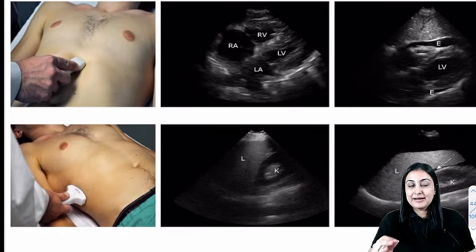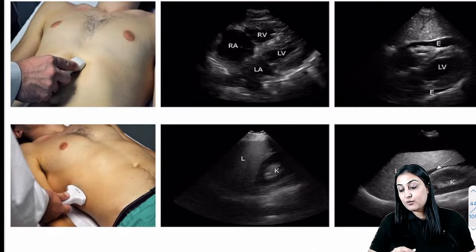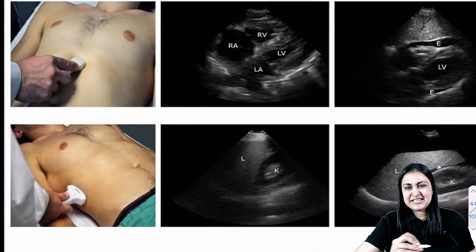Okay, right? So what are the points that we assess and in what sequence? Although the sequence is not written anywhere, somehow it has been asked in exams at some point.